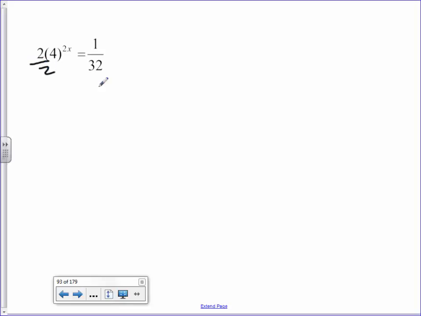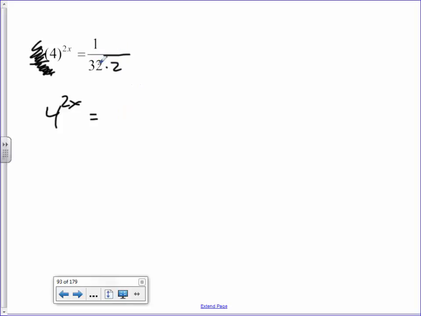I'm going to divide this side by 2. And then it means I have to divide this side by 2 as well. See how that kind of gets rid of the 2 right there? I can't have that 2 sitting out front. That's a bit of a problem for me. Now I have 4 to the 2x.